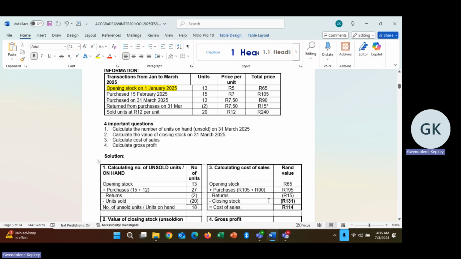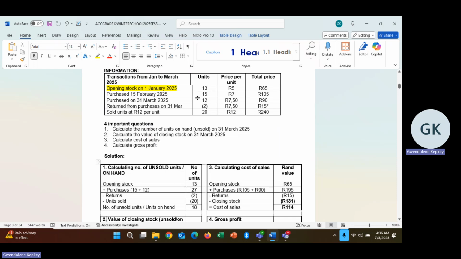They've actually worked it out for us. Let's see how it works. So we must calculate the unsold items. So surely we're going to start with the amount of items we have at the beginning of the period, which is January 1st. I have 13 items.